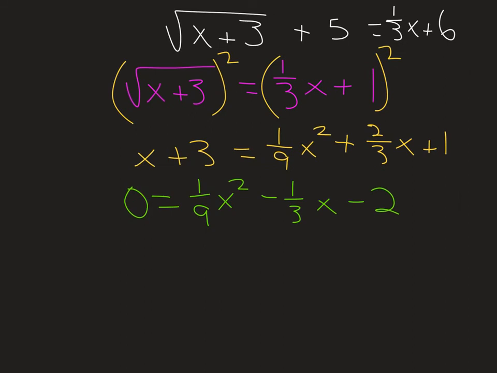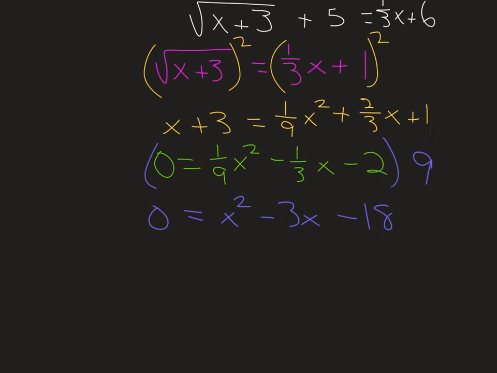Now if these fractions are making us uncomfortable, let's go ahead and multiply both sides by 9. So 9 times 0 is 0. 9 times 1/9 is 1. 9 times 1/3 is 3. And 9 times 2 is 18.